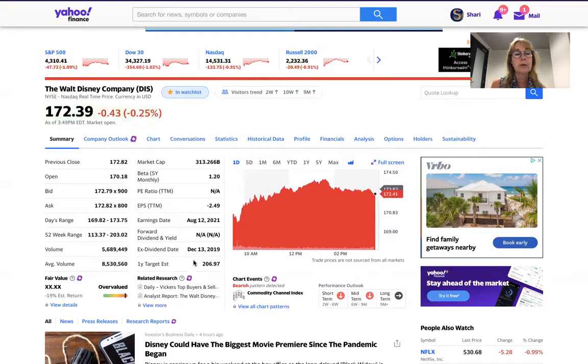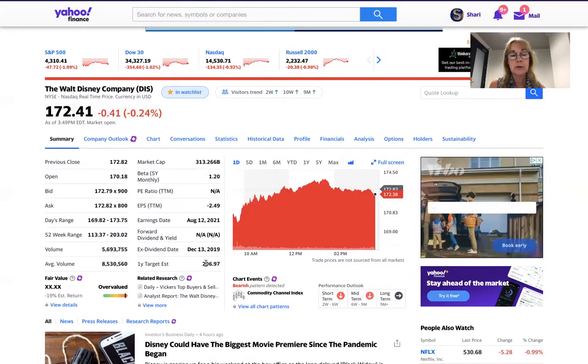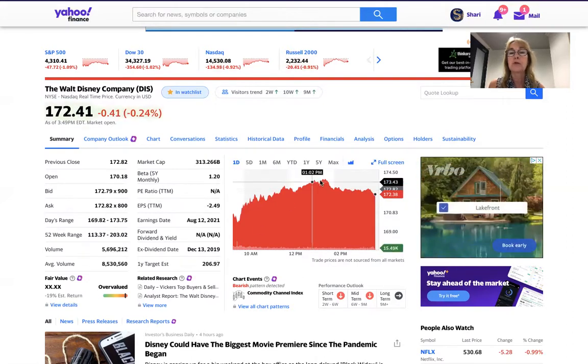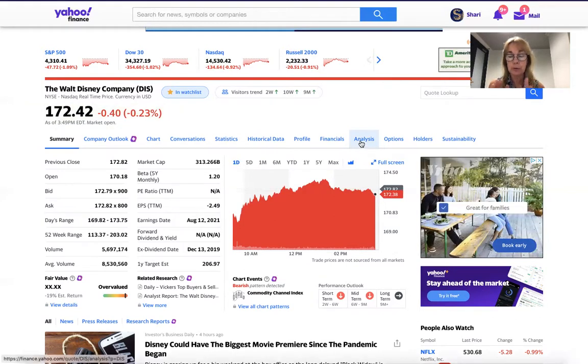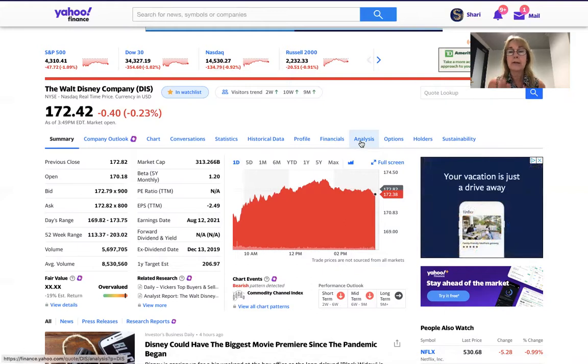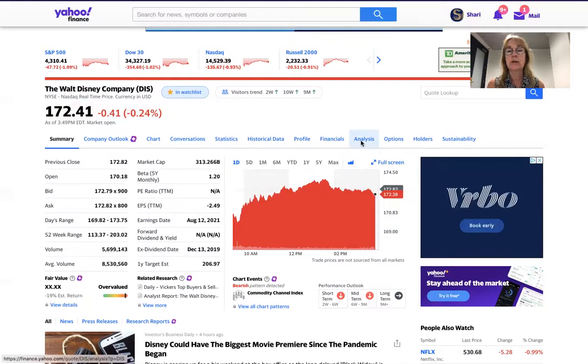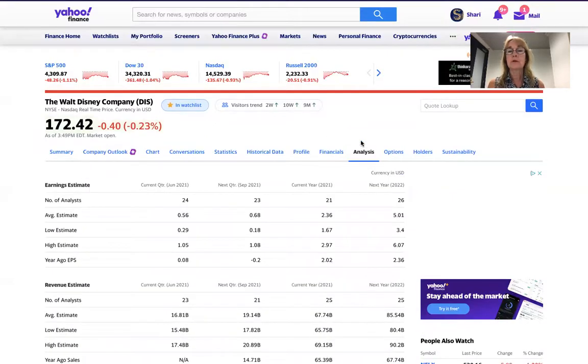Here is their target price. They're at 172 and their 1 year target is $206.97. This is basically an average of what these analysts think the price is going to be. If you go over here to analysis, it'll show you what all the analysts have valued this company at. And the range will be, well, let me just try to find it here. So here, let me see here.